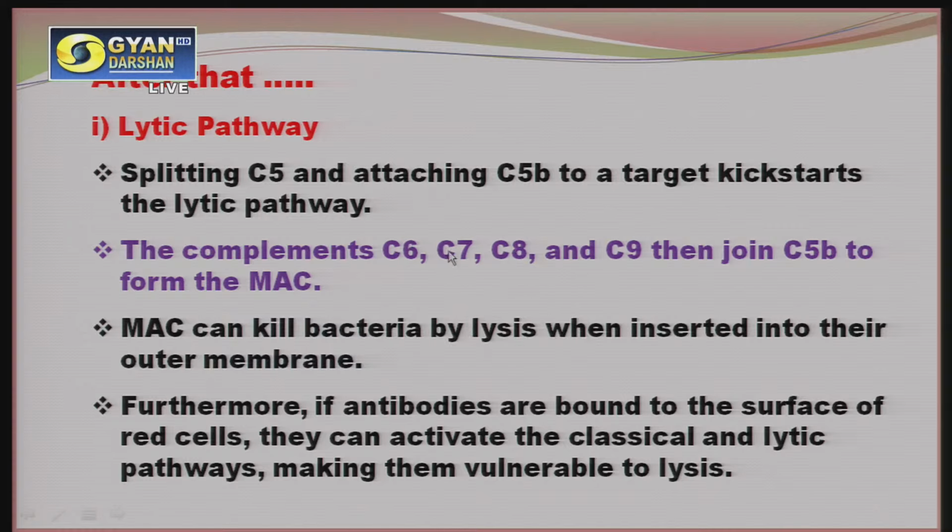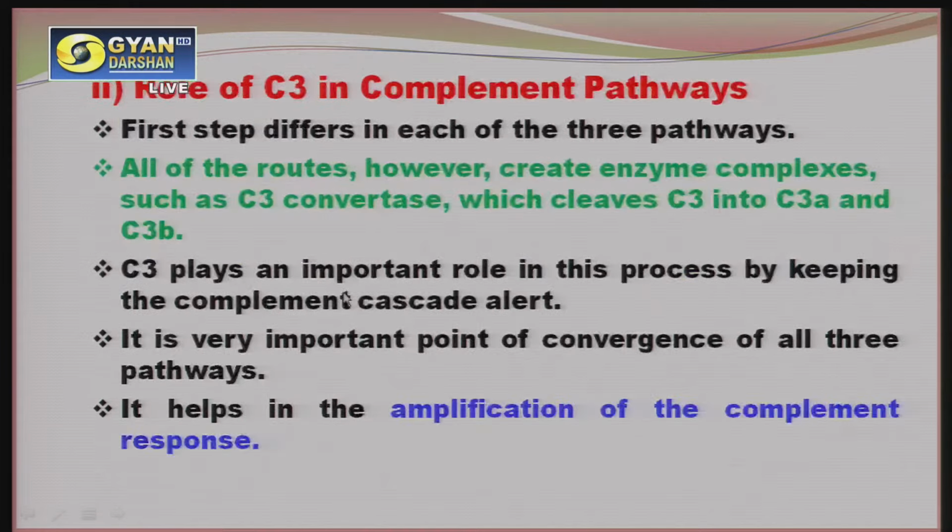So these are the series of proteins, C1 to C9. They can join together to form the membrane attack complex, and they are able to kill the pathogens. Now the role of C3 in the complement pathway. The first step differs in each of the three pathways, but all of the routes create enzyme complexes such as C3 convertase, which cleaves C3 into C3a and C3b.